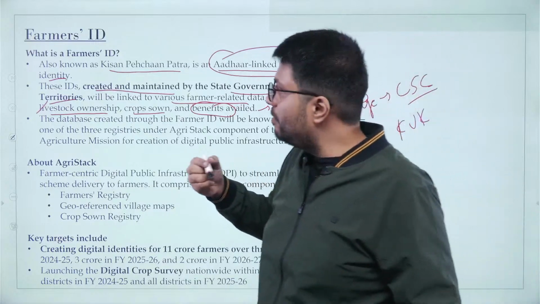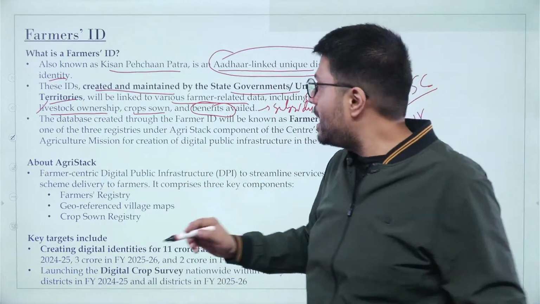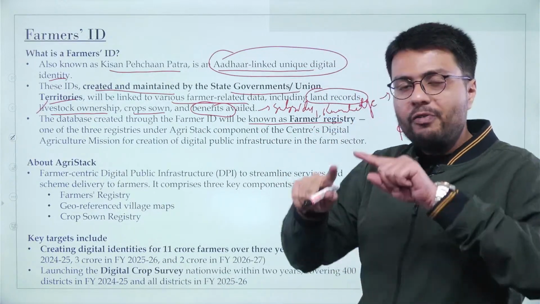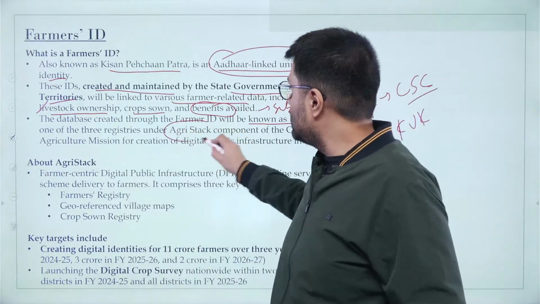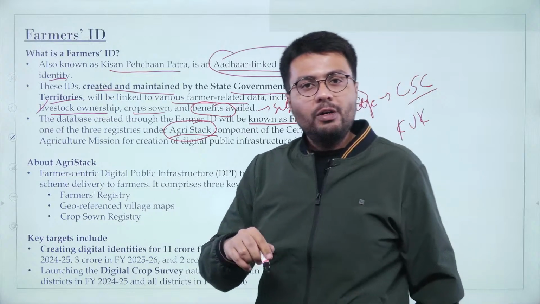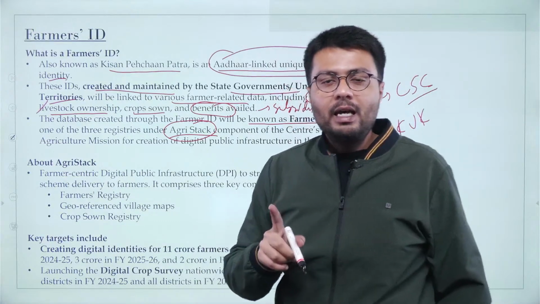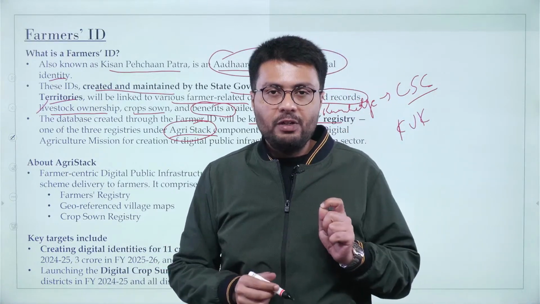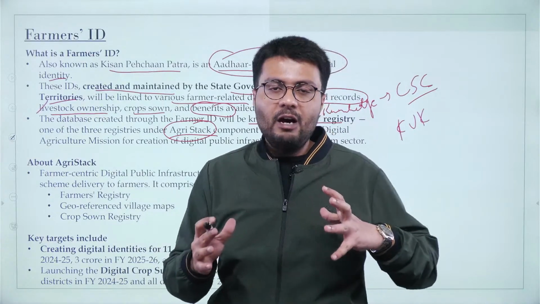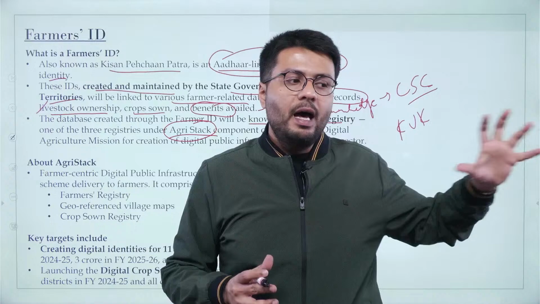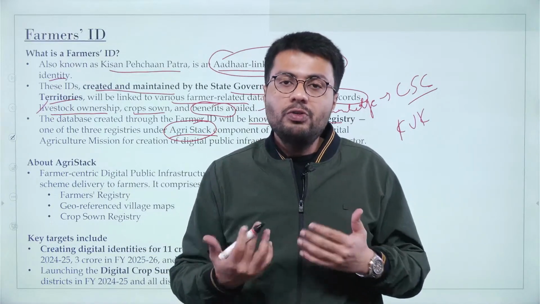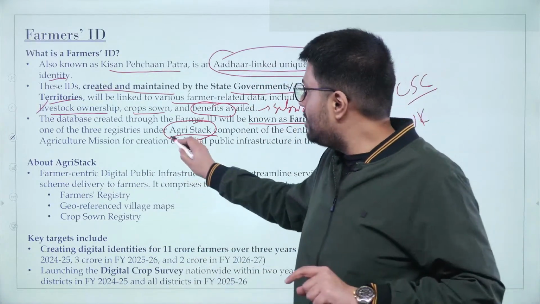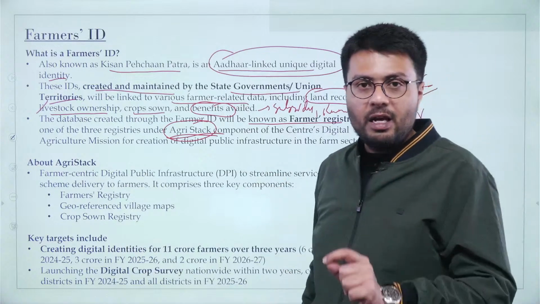Now, this database, which the government will have after the creation of Farmers ID, will be known as a Farmers Registry. And this farmers registry is a part of a larger scheme called AgriStack. Now, AgriStack is very similar to what you and I know as UPI. UPI enables us to transfer money from one bank account into another, and it is called a digital public infrastructure. That is an infrastructure created by the government over the digital era, and this infrastructure enables us to use it and send money across.